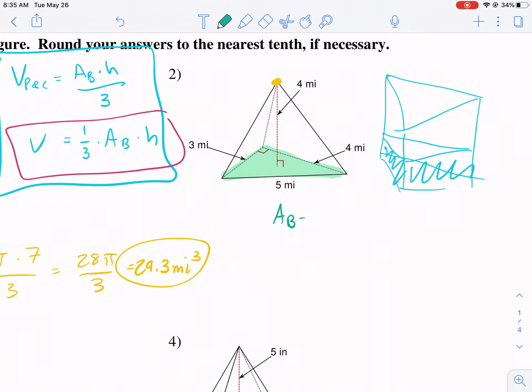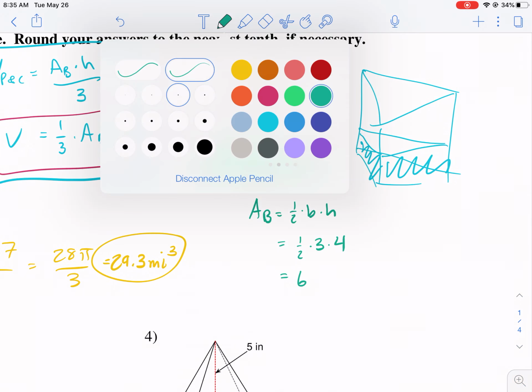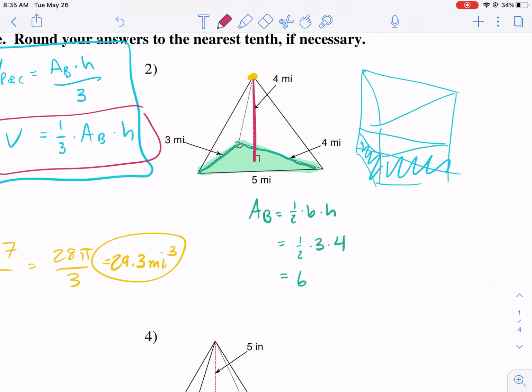The area of the base, since it's a triangle and the two legs are perpendicular, we can do 1/2 the base times the height. 1/2 times our base of 3, and we can call our height 4. It doesn't really matter since they're perpendicular to each other. That's 12 divided by 2, which is 6. So we have the area of the base, and now we just need to multiply it by the height, which is the distance to the vertex, and that is 4.